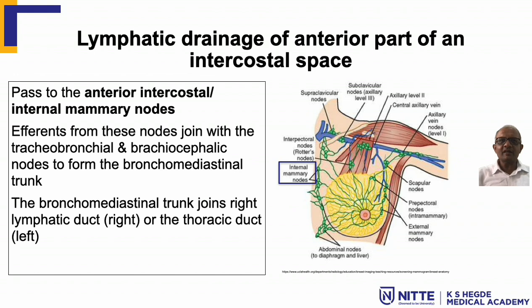So where do the efferents move into? Efferents from these nodes join with the tracheobronchial as well as brachiocephalic nodes to form something called the bronchomediastinal lymph trunk. The bronchomediastinal lymph trunk joins with the right lymphatic duct on the right side and the thoracic duct on the left side.